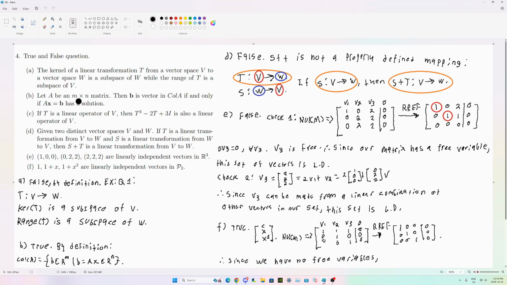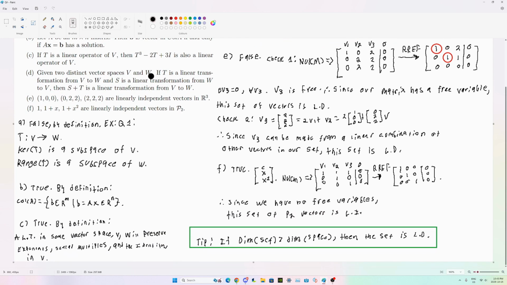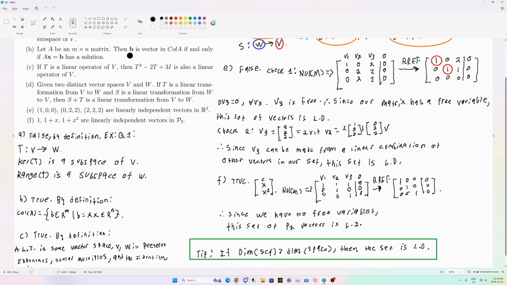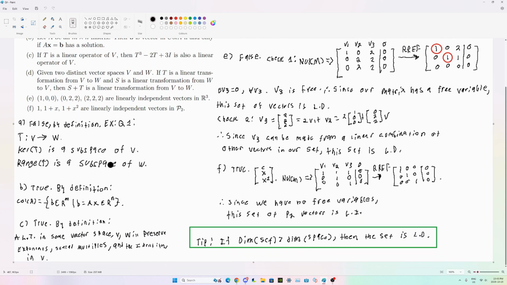So let A be an m times n matrix, then b is a vector in the column space of A if and only if Ax equals b has a solution. This is actually very similar once again to question 1 that we did. You can see that there. But more generally, by definition, this is true. The column space of A is equal to the set of b's in R^m such that b equals Ax, where x is an element of R^n.